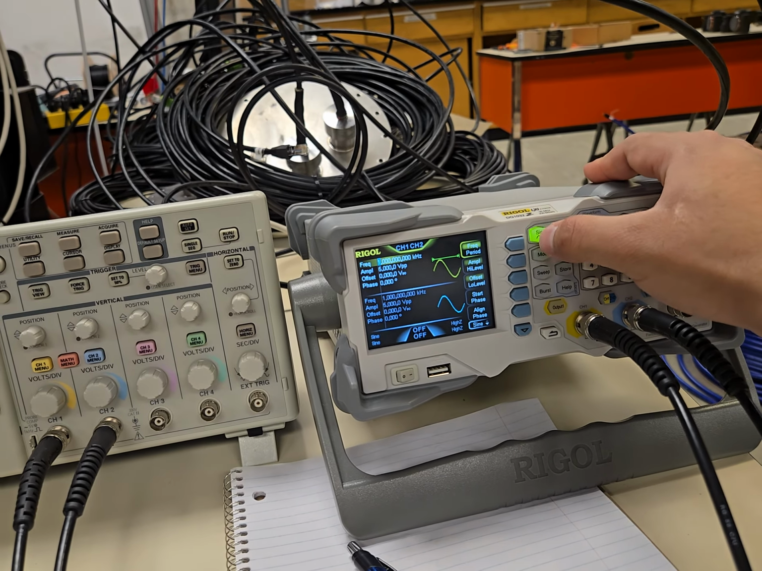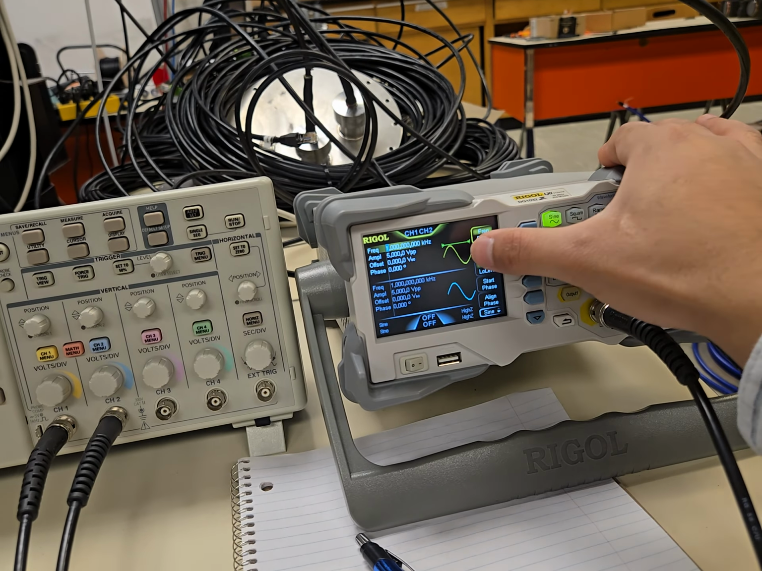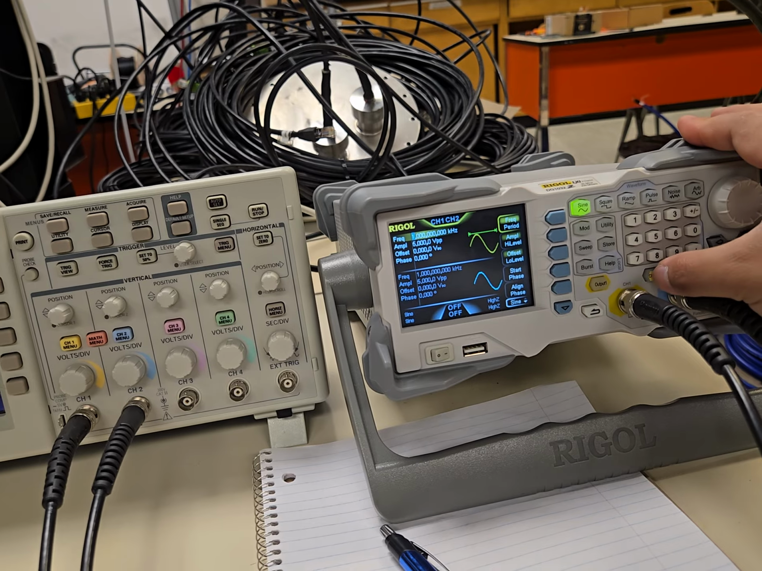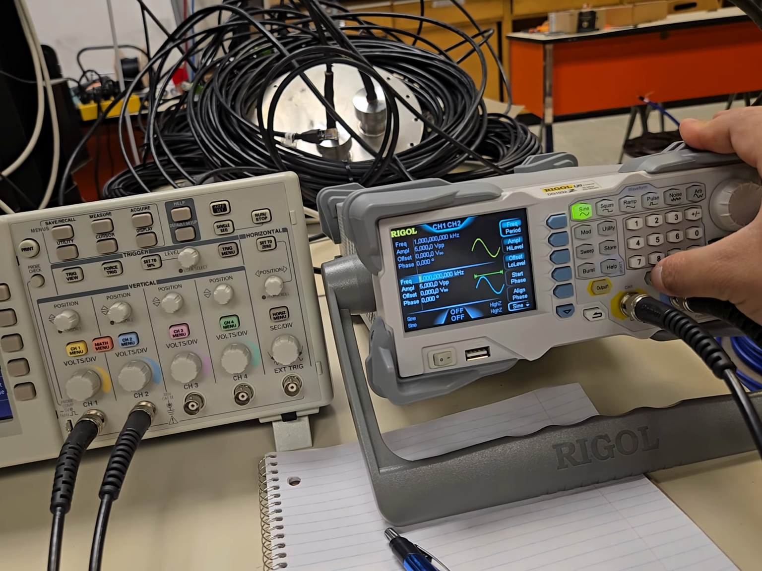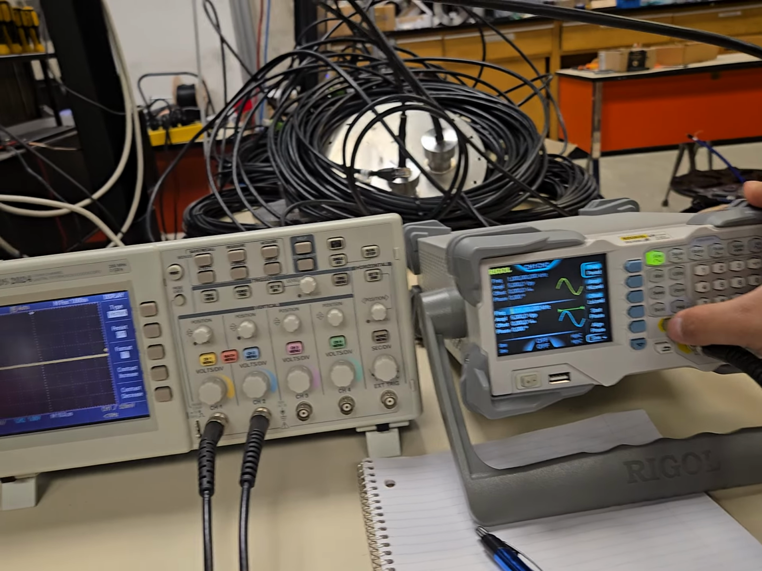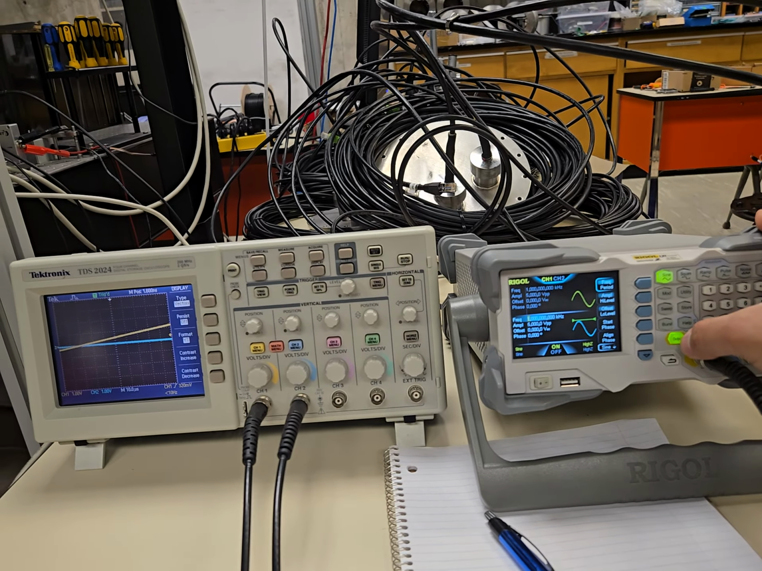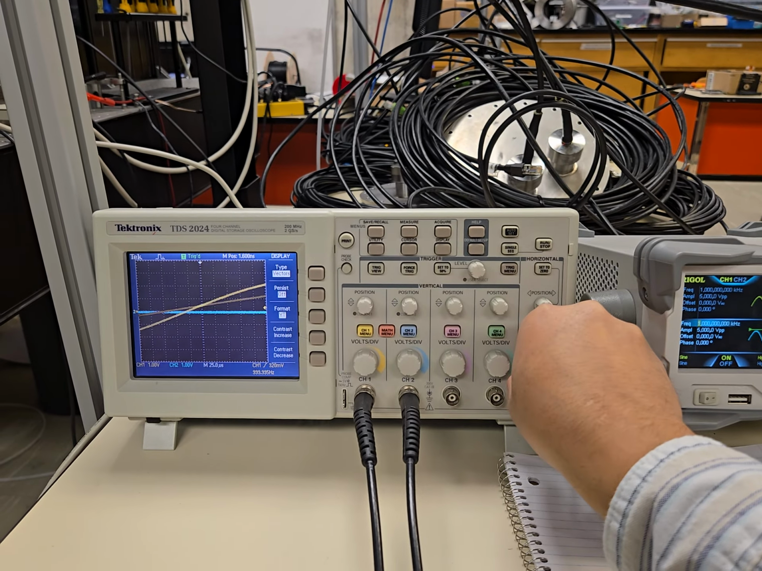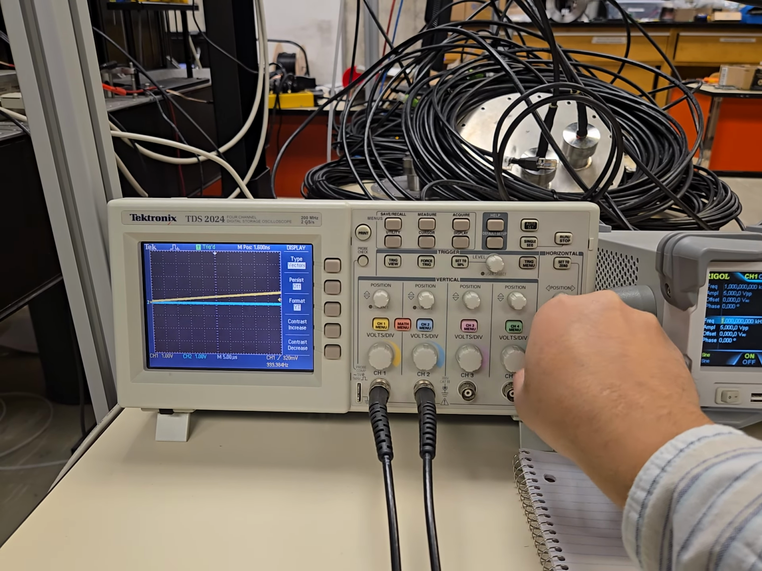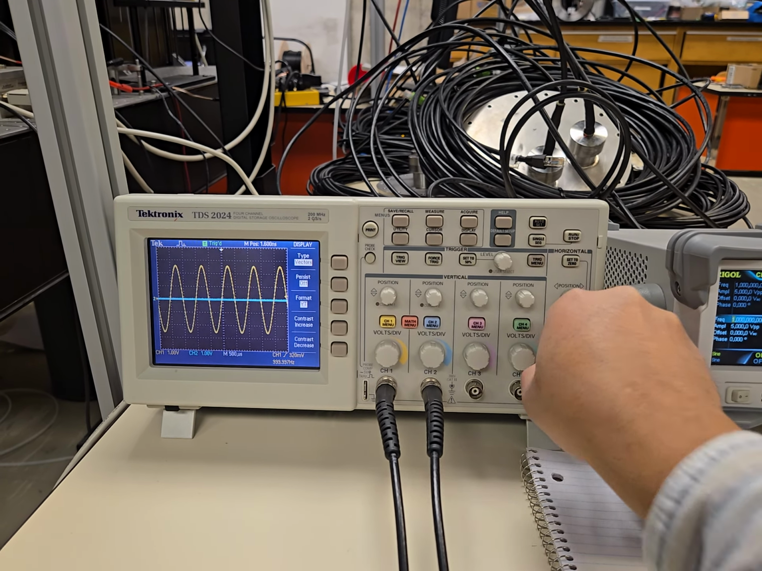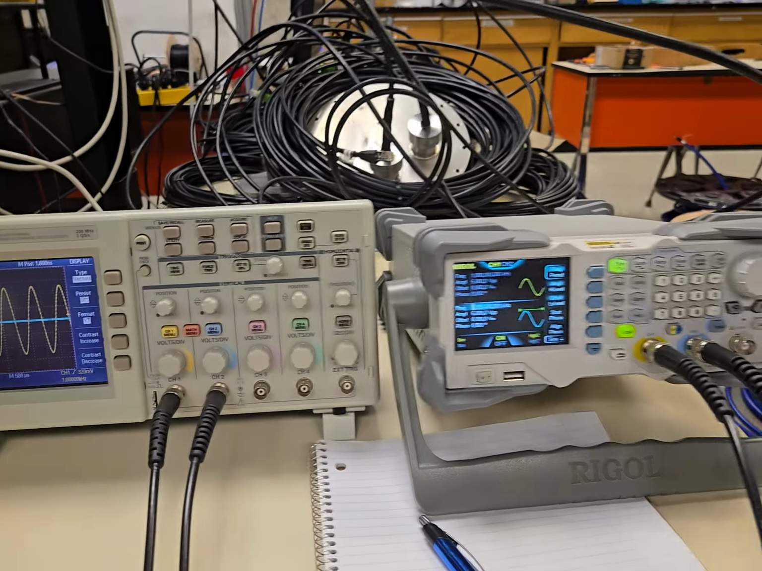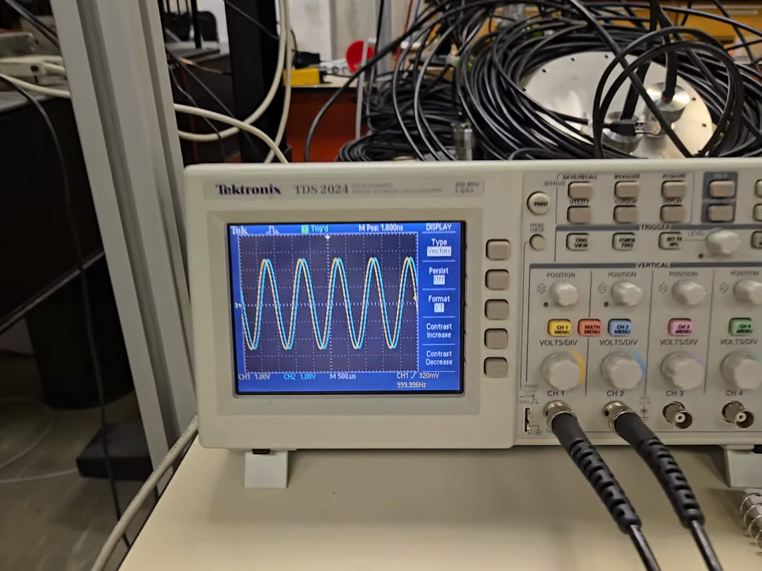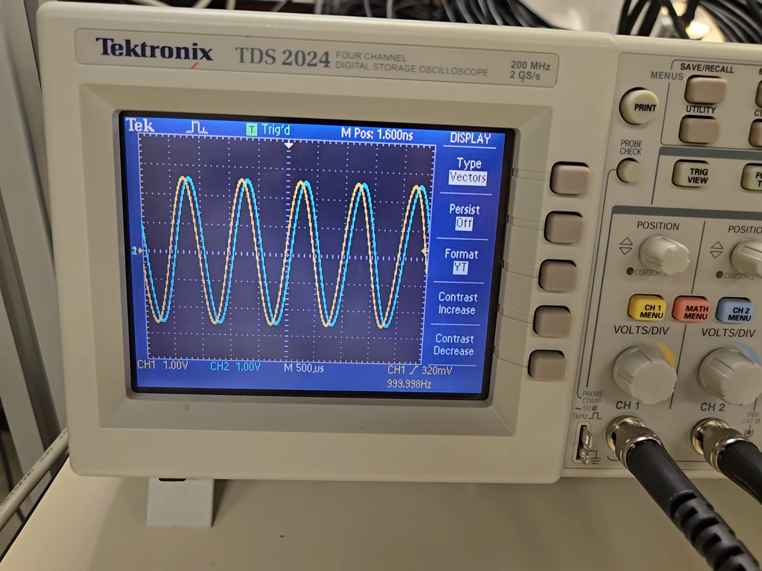For the first channel, I'm using a 1 kilohertz sine wave, and for the second channel, I'm using a 1 kilohertz sine wave as well. Let's enable channel 1, and you can see the sine wave is already there. Let's change my seconds per division so that I can see more of my wave.